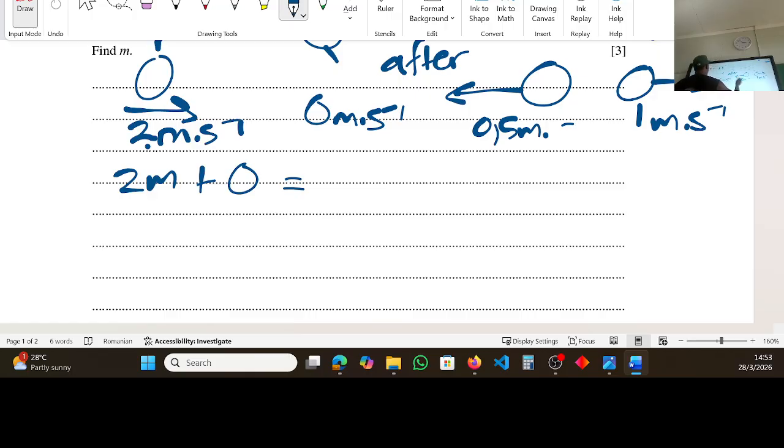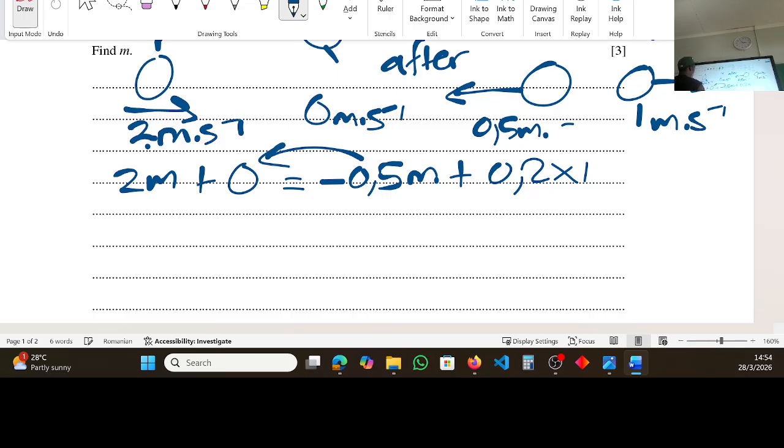and after collision, direction is important because it's a vector quantity. It's now going backwards, so it's going to be minus 0.5 multiplied by m, the unknown, which was the mass, plus, because we're in the same direction, we're treating right as positive. So that's 0.2 multiplied by 1. And now when I simplify, I'm going to transpose this with a linear equation, which gives me 2.5m being equal to 0.2.